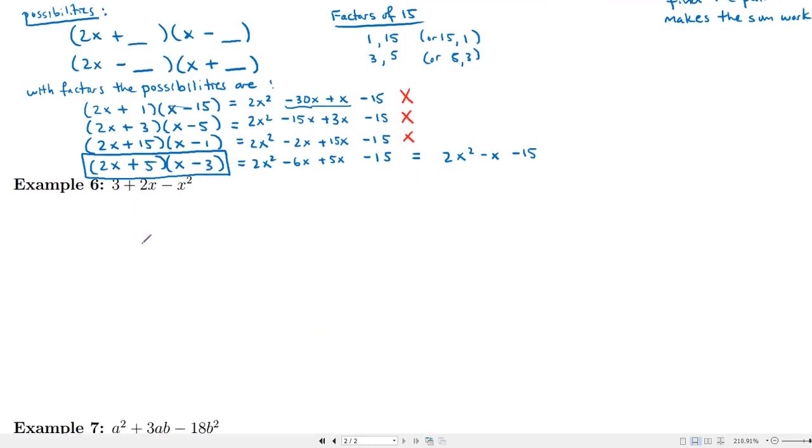So how do we deal with situations like this? Well, now we have 3 plus 2x minus x squared. Even if I rewrote this so it is minus x squared plus 2x plus 3, written in descending order like this, the coefficient of x squared is still not a 1. So you're still going to have to do a trial and error method. Let's just stick to not rewriting that and see if we can get used to solving some of these things without actually doing that.